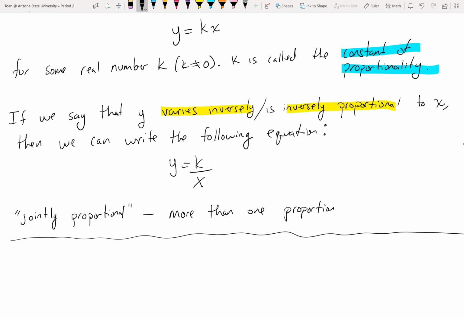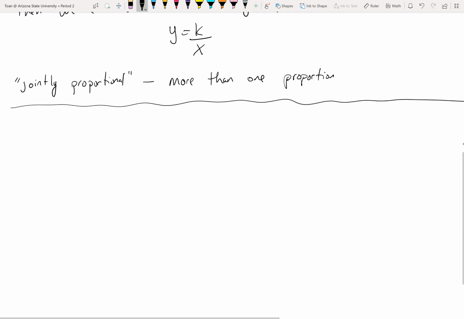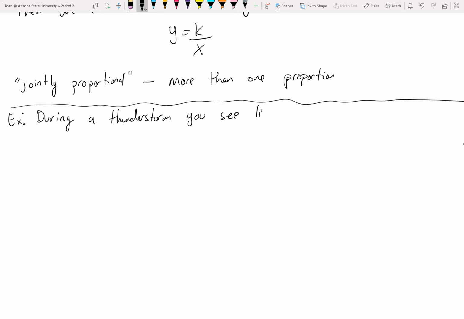Let's take a look at some examples here. And as luck would have it, they are your favorite. They're all word problems. During a thunderstorm, you see lightning before you hear the thunder. That is true. So next time we have a thunderstorm, just run outside in the middle of the street and just listen. Yes. Hopefully you're not holding anything metallic in your hands.